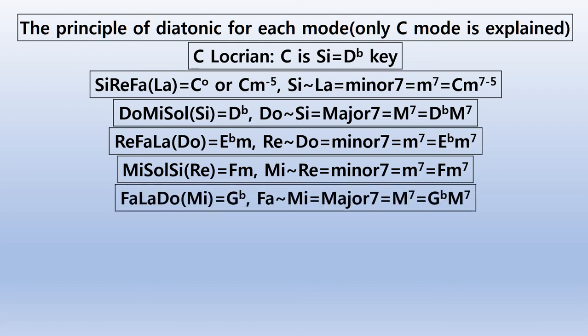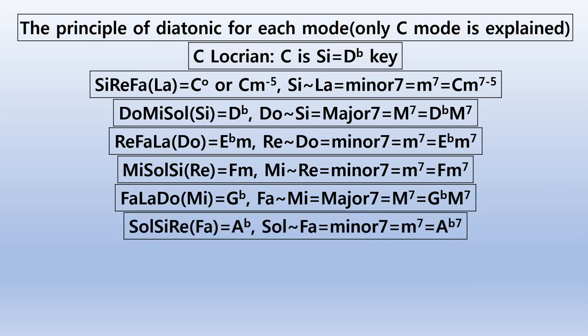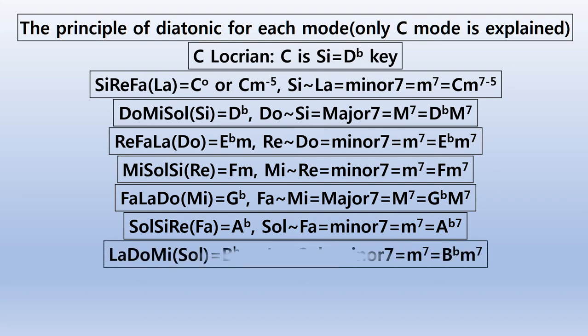The fifth Pa La Do triad is G flat, and the above note Mi is a major seventh from Pa, so Pa La Do Mi is G flat major 7. The sixth So Si La triad is A flat, and the above note Pa is a minor seventh from Sol, so So Si La Pa is A flat 7. The seventh La Do Mi triad is in B flat minor, and the above note Sol is a minor seventh from La, so La Do Mi Sol is in B flat minor 7.